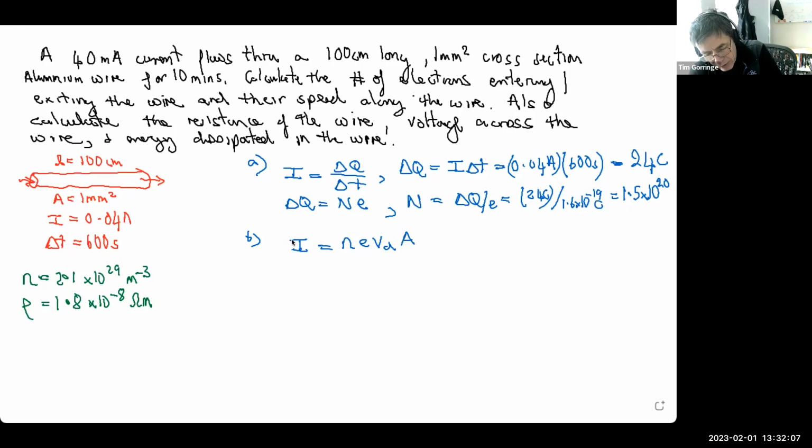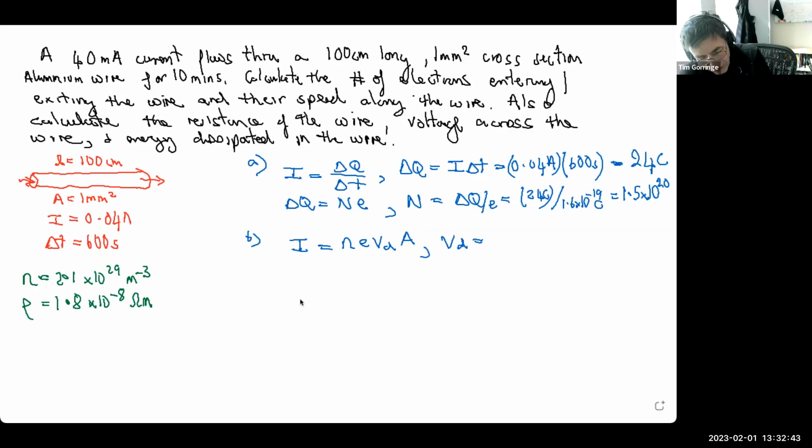I is the current, the flow of charge. And then over here on the right-hand side is the number of mobile electrons per cubic meter, the charge that each individual electron has, the average drift velocity of the electrons, Vd, and the area of the wire through which they're traveling. Now, I want to figure out the drift velocity. So that's the rate that the electrons proceed from the left to the right of the wire.